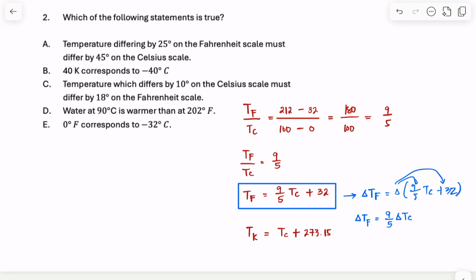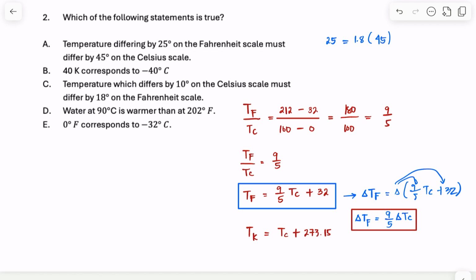So from this statement class, you can check if statement number 1 is correct. Statement number 1 is saying that if you have a change in Fahrenheit, so 25 is equal to 1.8, or 9 over 5, of ΔTC. So the temperature on the Fahrenheit scale, if it changes by 25, must differ by 45 on the Celsius scale. That means, if that is a correct statement, this must be satisfied.